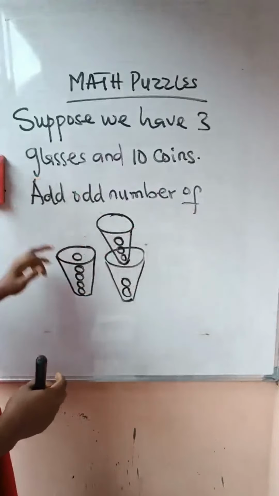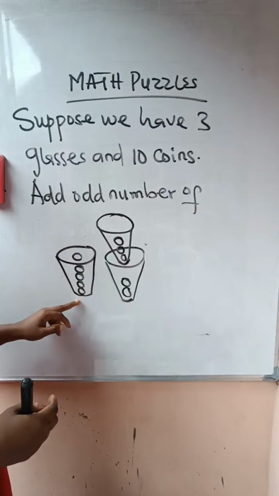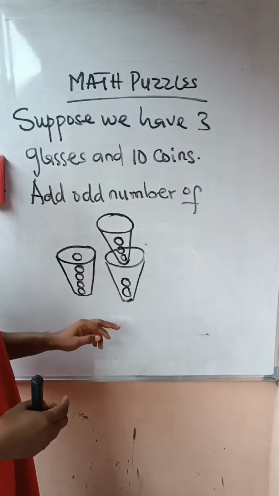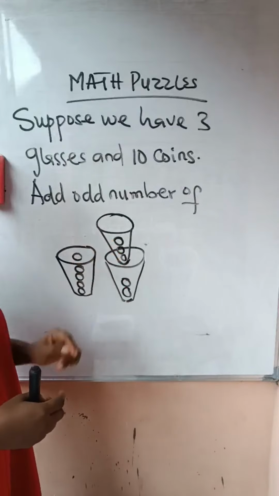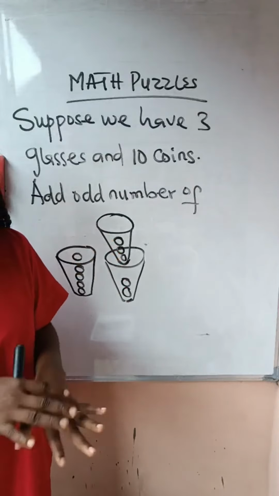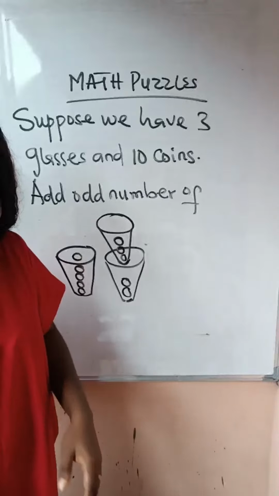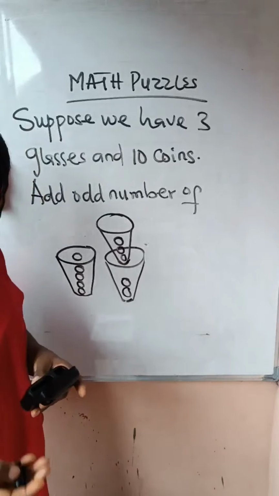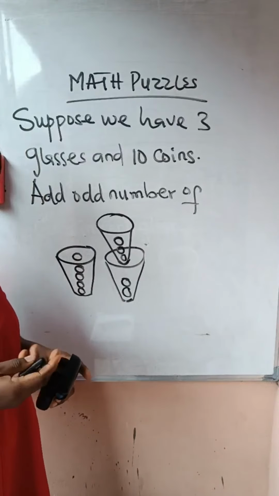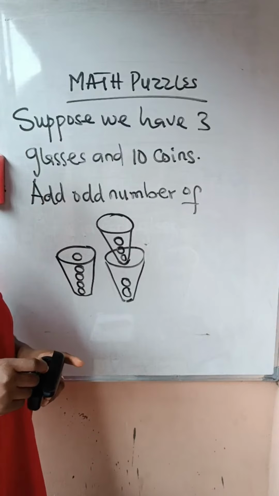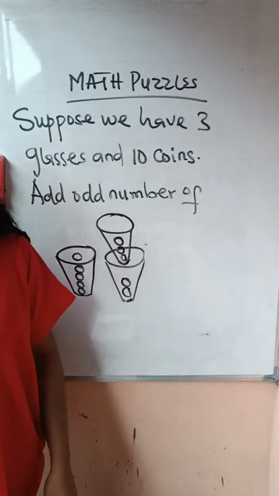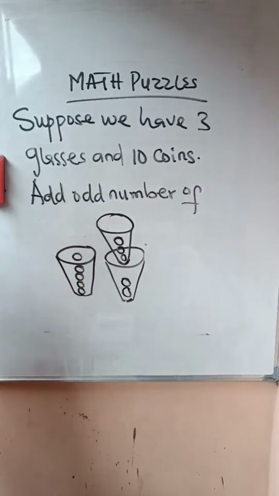The first one contains 1, 2, 3, 4, 5. The second one contains 1, 2, 3, 4, 5. The third one contains 1, 2, 3. So that is the only possible way, because there is no other way you can arrange an even number in three glasses. It's not possible. Okay.